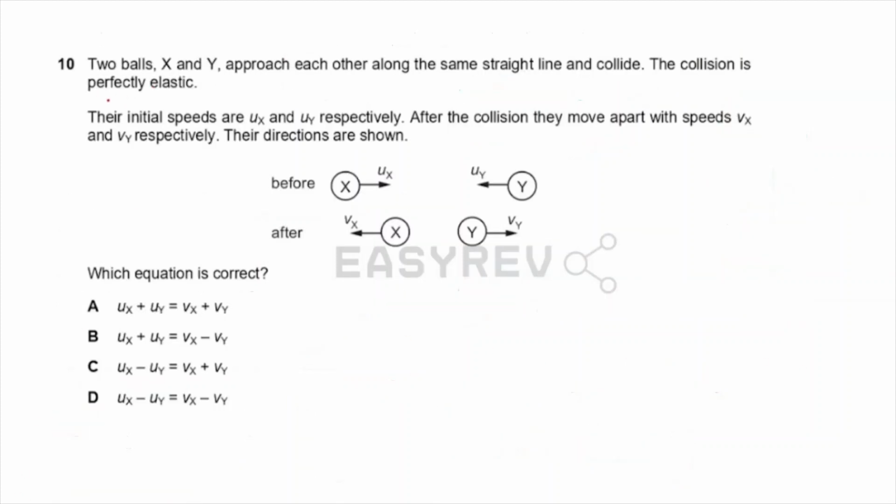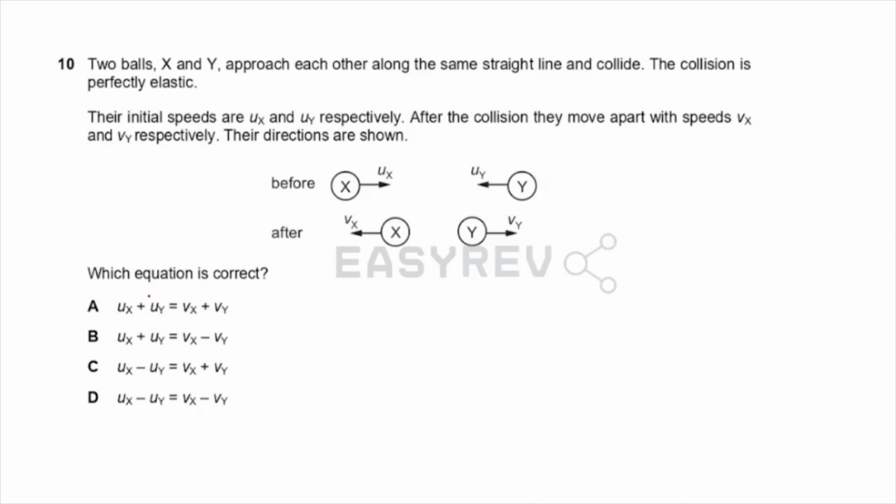Now here we have two balls X and Y approach each other along the same straight line and collide. The collision is perfectly elastic. Their initial speeds are ux and uy respectively. After the collision, they move apart with speeds vx and vy respectively. Their directions are shown. So before, the two objects X and Y approach each other, and afterwards they move away.